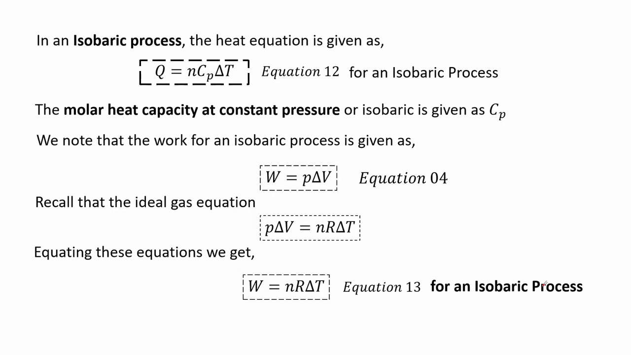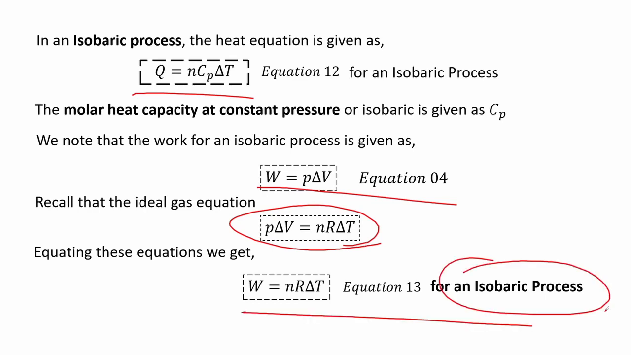For an isobaric process, the heat equation is given as the number of moles times the molar heat capacity at constant pressure times the change in temperature, shown in equation 12. We recall that the work for an isobaric process is given in equation 4, and we recall the ideal gas equation shown here. Equating these equations, we get the work done for an isobaric process, which is equal to the number of moles times the gas constant R times the change in temperature, shown in equation 13.